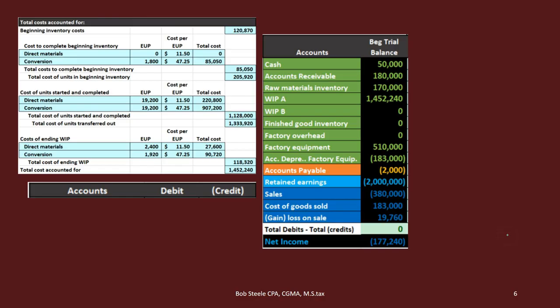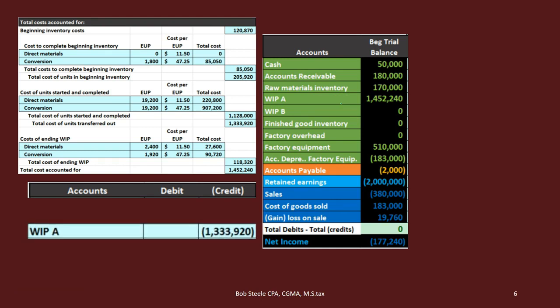Let's see what that looks like in terms of a journal entry. So here's our same information. Then we're going to take a look at this journal entry. We've got the work in process for A, we've got the work in process for B, we have the 1,452,240 in Department A. The journal entry here will be the credit to Department A of the 1,333,920. That, remember, came from our worksheet here. So there it is there.